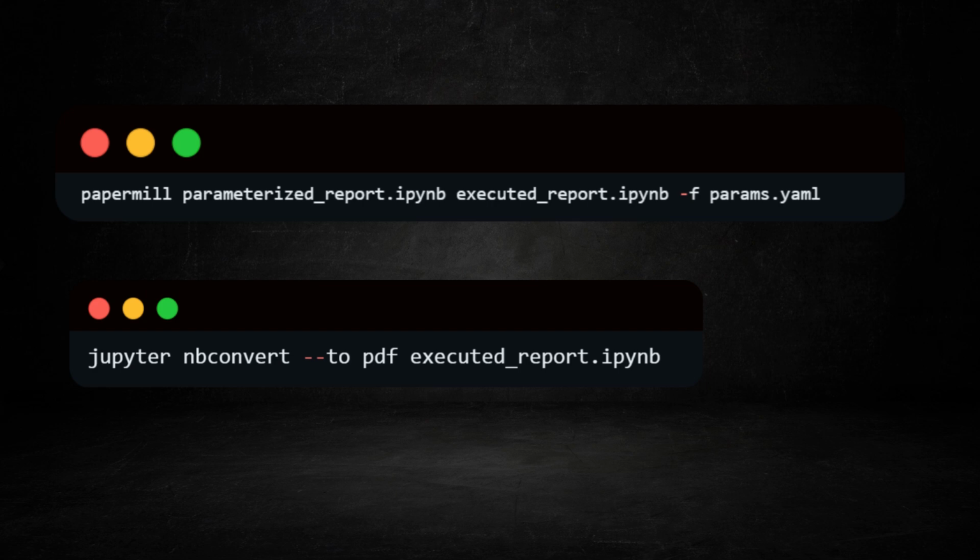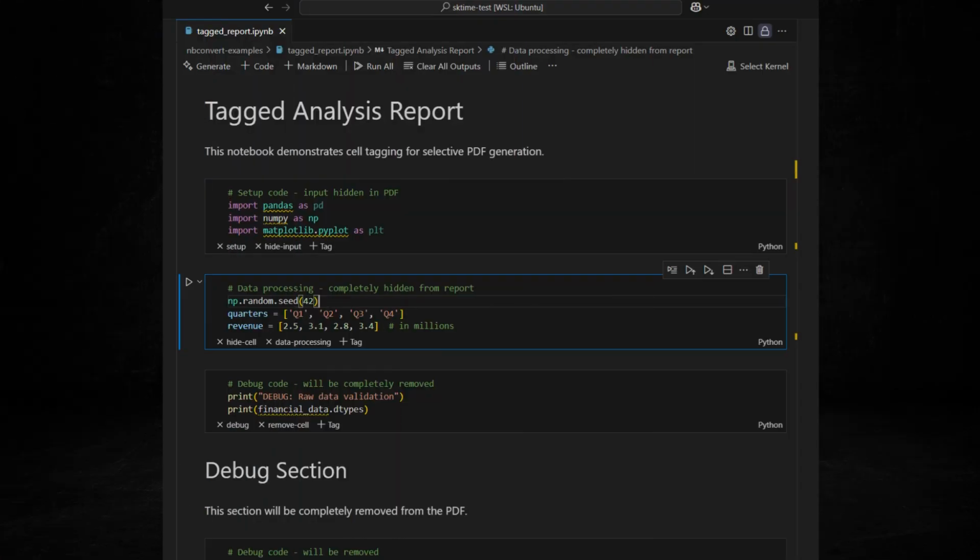Now let's look at the most advanced use case with high customization. Using cell tags, you can create different versions of the same report for different audiences. Let me show you how this works. I'll create an executive summary report where I want to hide the messy setup code from executives, but keep it for the technical team. Now I can create different PDF versions with different commands depending on who it is for.